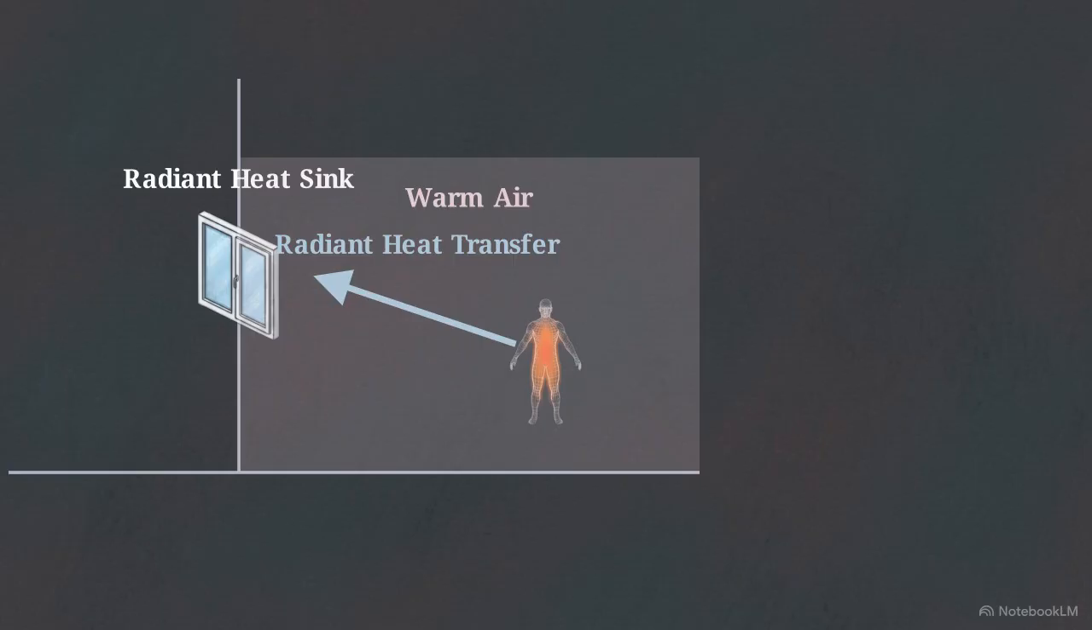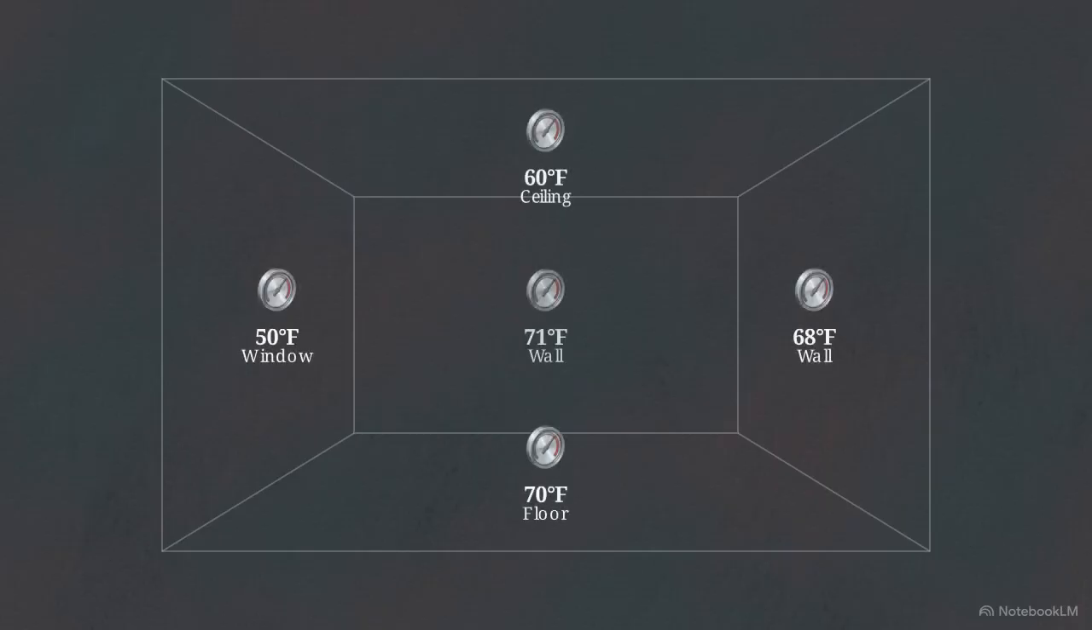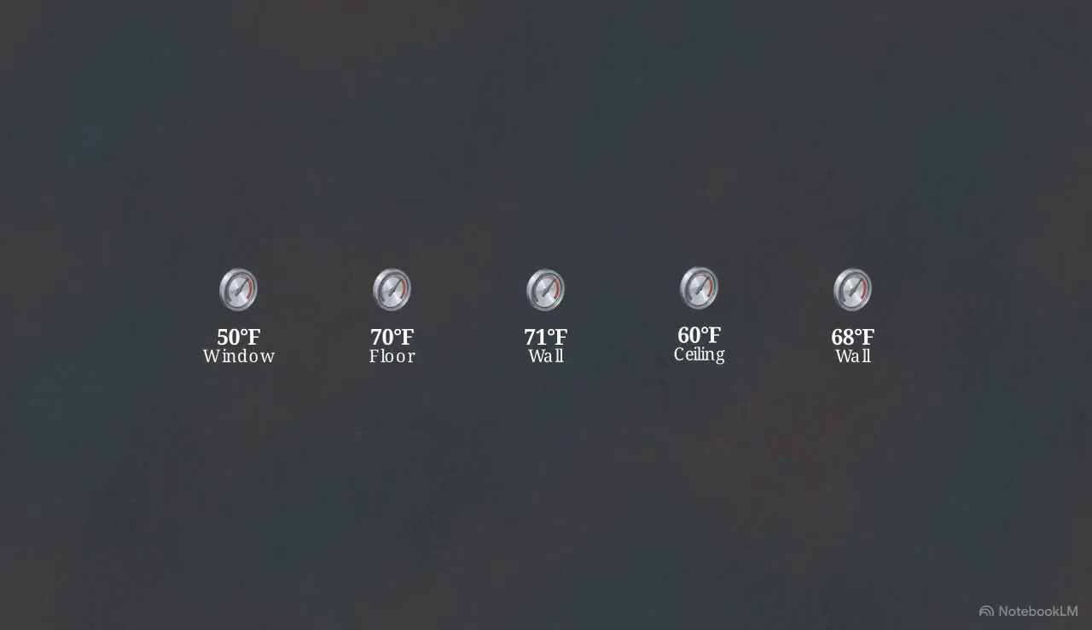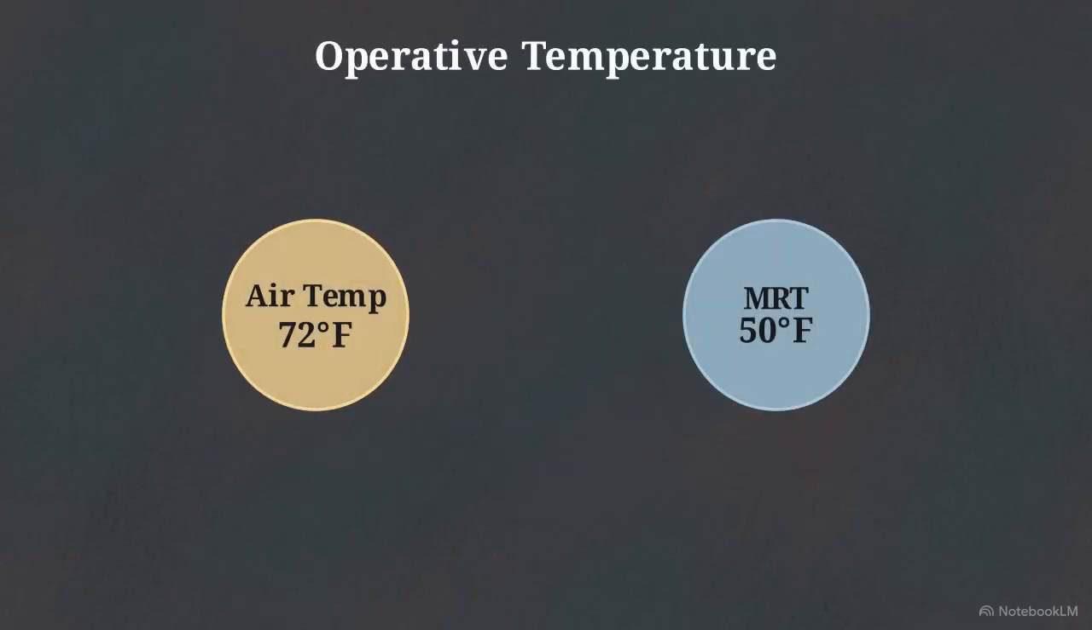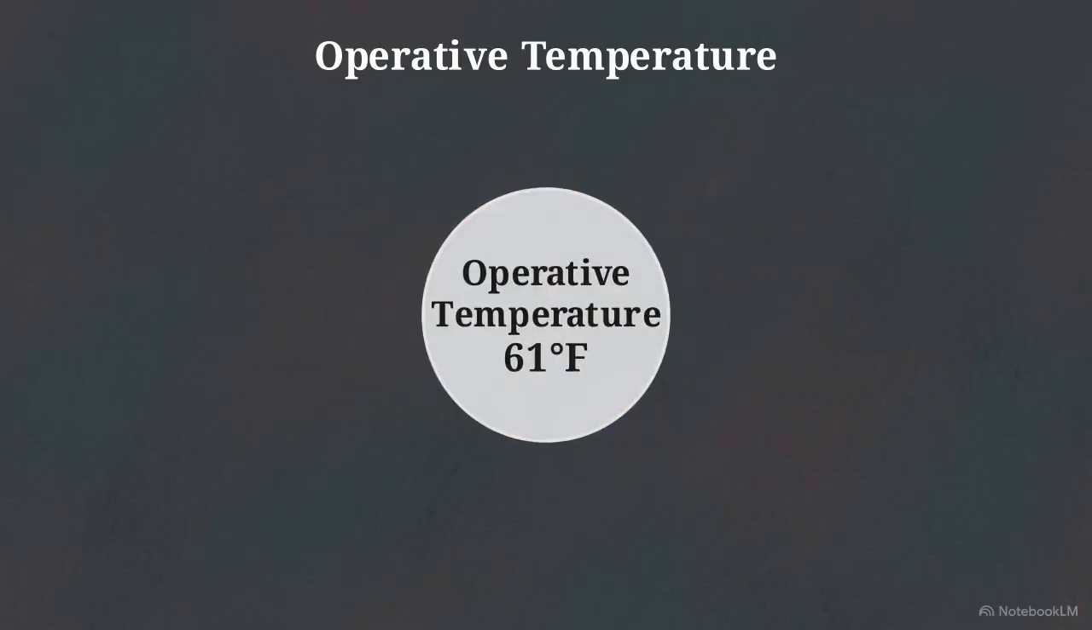To account for this, engineers calculate the mean radiant temperature, or MRT. This is the weighted average temperature of all the surrounding surfaces in a room: the walls, the floor, the ceiling, and the windows. Combining these variables gives us the true metric for human comfort: operative temperature. By averaging a 72-degree air temperature with a 50-degree mean radiant temperature near that cold window, the calculation yields an operative temperature of just 61 degrees.